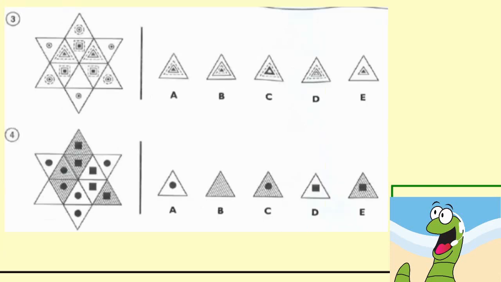Let's have a look at 3 and 4. So, we're concerned with one of the inside triangles here. Round the outside, we have a blank dot in the middle, a black dot in the middle, a circle, and then a circular dotted line there.